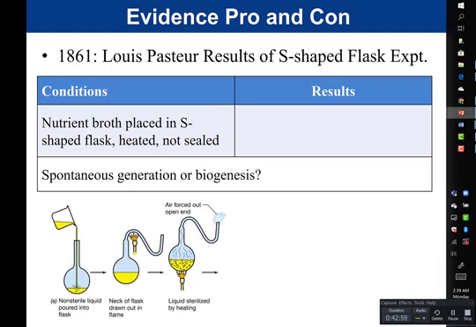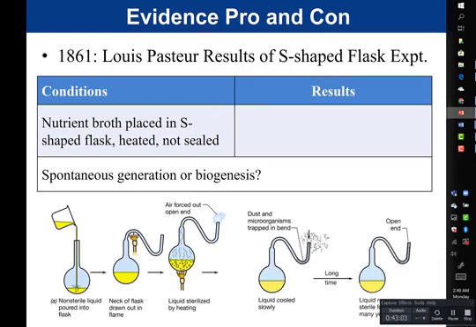So would you expect to see growth? And the answer is that he did not see growth, right? That's because the dust and the microbes got trapped in the neck of the flask where it bent, and it never was able to get up and into the broth, and so therefore it didn't grow. And so even when these flasks sat for many, many years, still nothing grew.